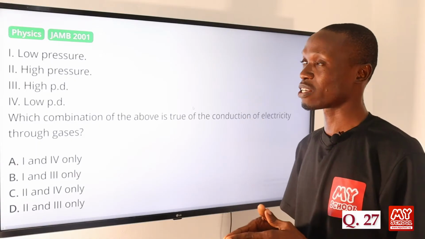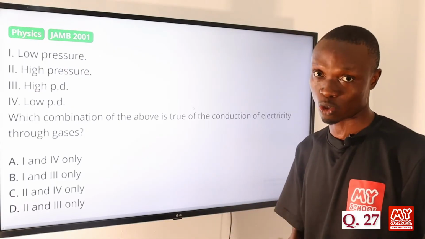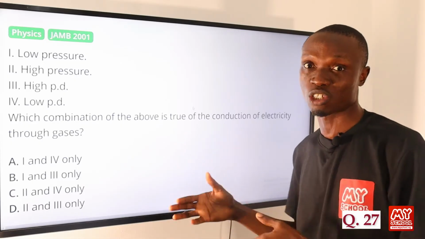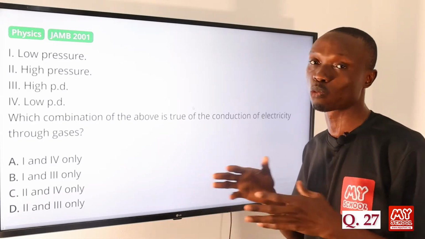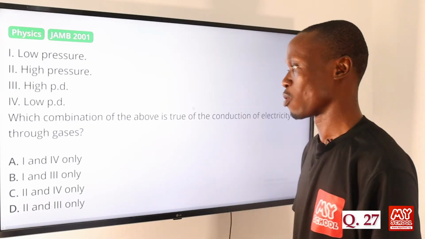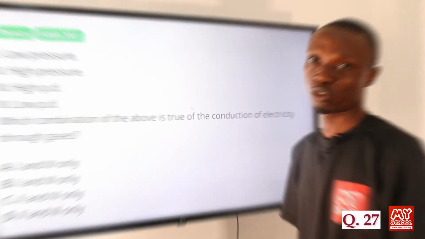Now the essence of low pressure is that low pressure reduces the density of gas particles, allowing for free movement of electrons, and the high potential difference ionizes gas molecules, creating charged particles that enable current flow. So that makes option B the correct answer to this question.